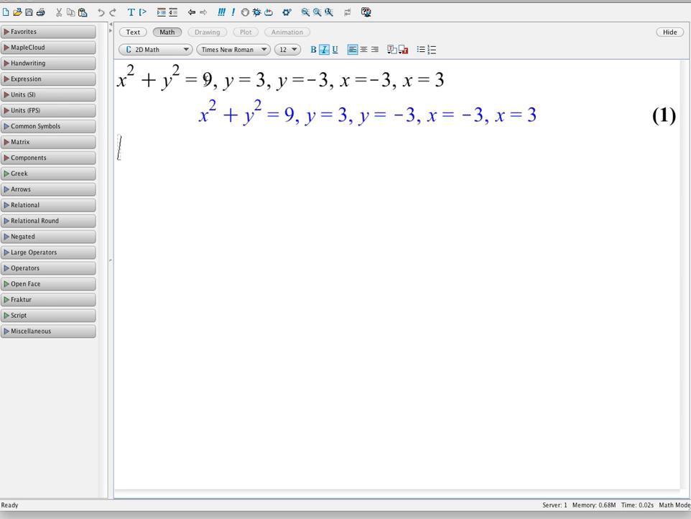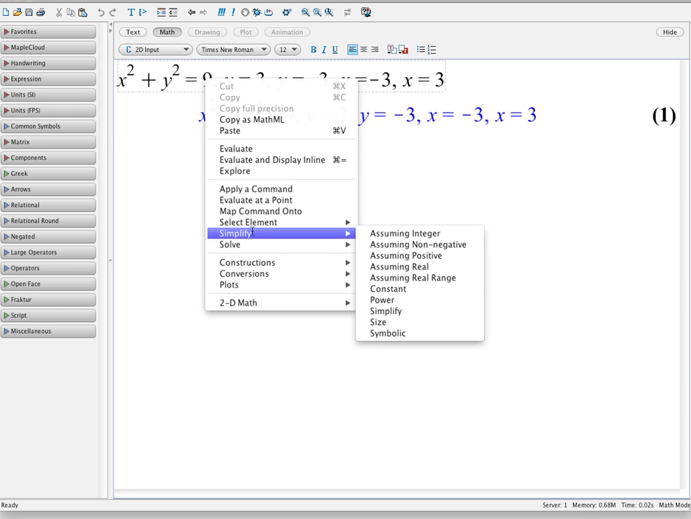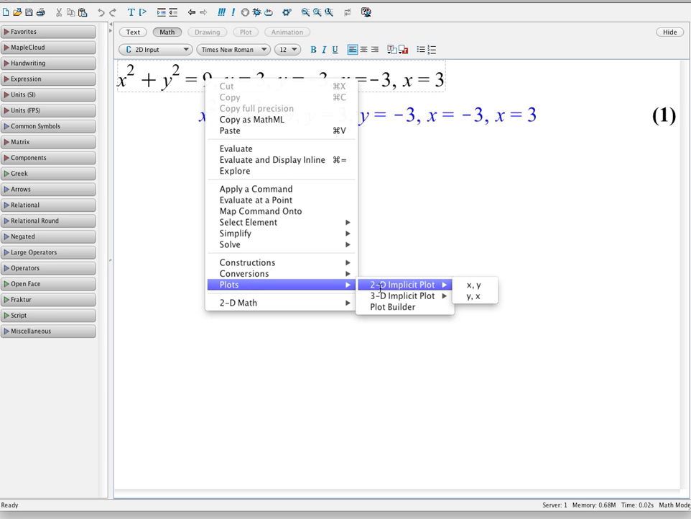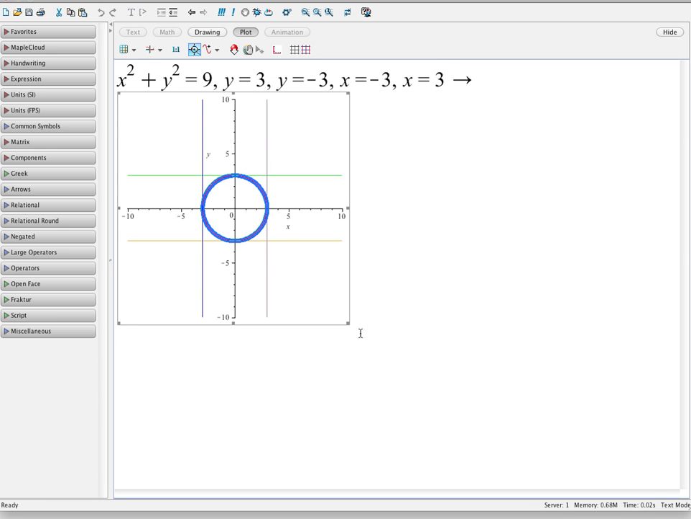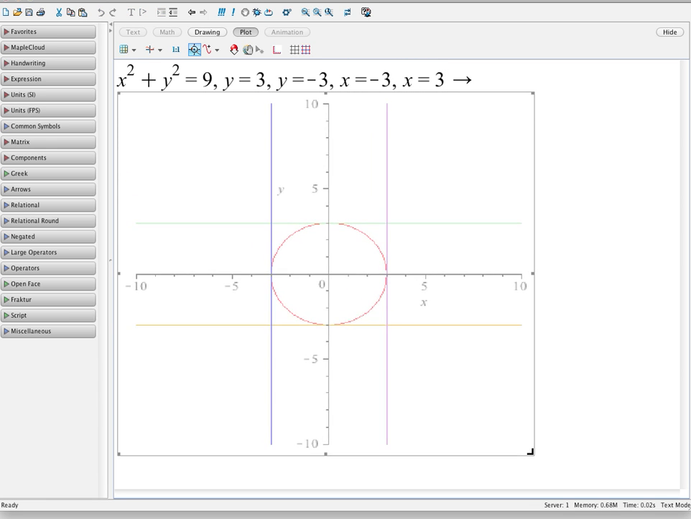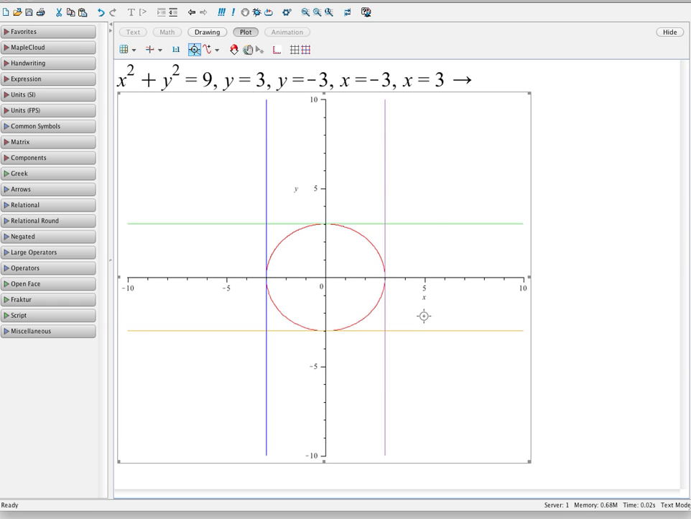Now, I will go ahead and I'll come back up here, right click, plots, implicit plot, two-dimensional implicit plot, x y, select it, and I'll make this a little bit bigger so you can see it better. And this is exactly what we said would happen. Here's my two horizontal lines. Here's my two vertical lines.